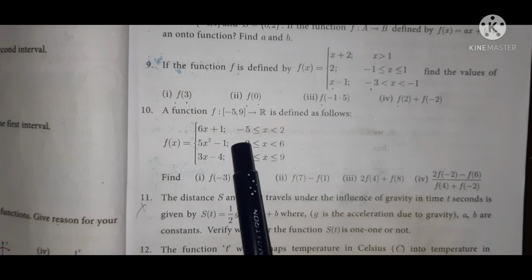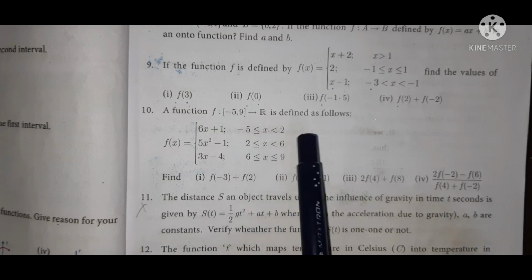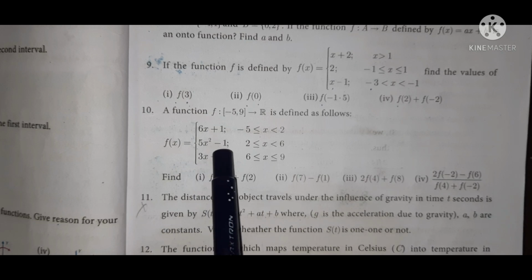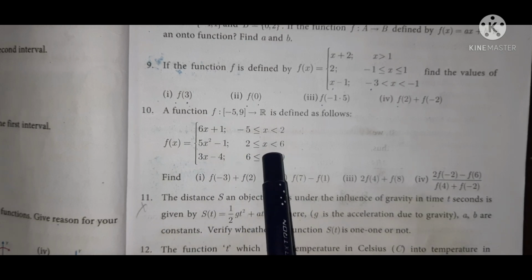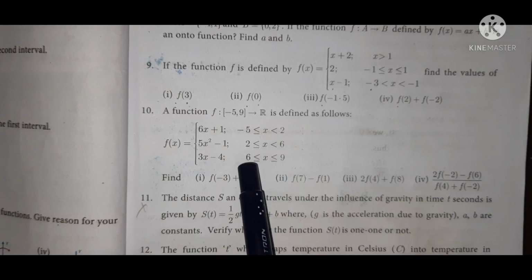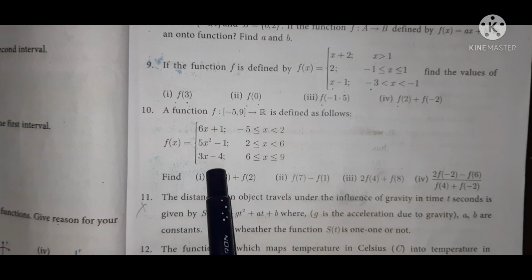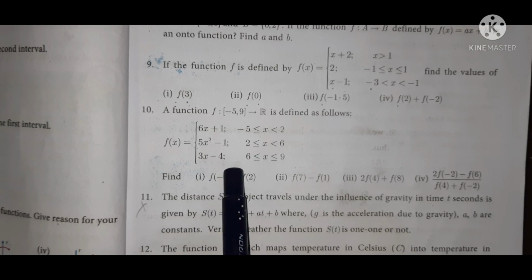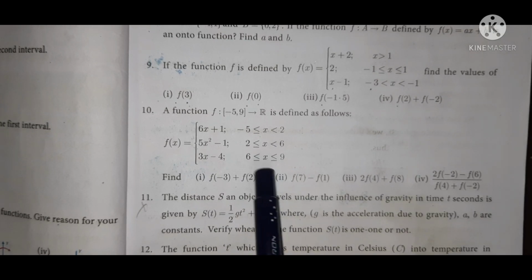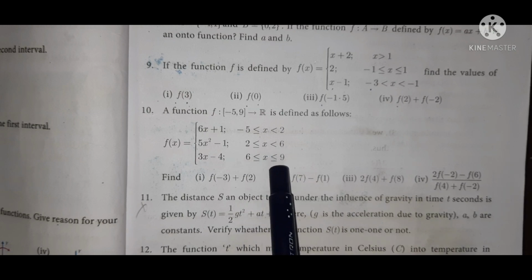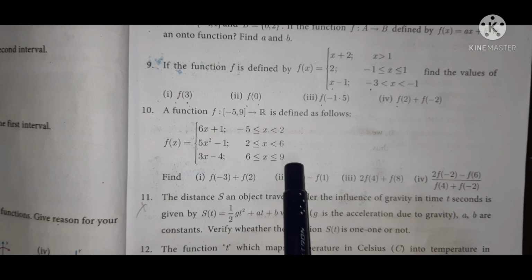Here x is greater than or equal to minus 5, lesser than 2. Second function, f of x is equal to 5x square minus 1. Here x lies in between greater than or equal to 2, lesser than 6. Third function, f of x is equal to 3x minus 4. Here x lies between greater than or equal to 6, lesser than or equal to 9.